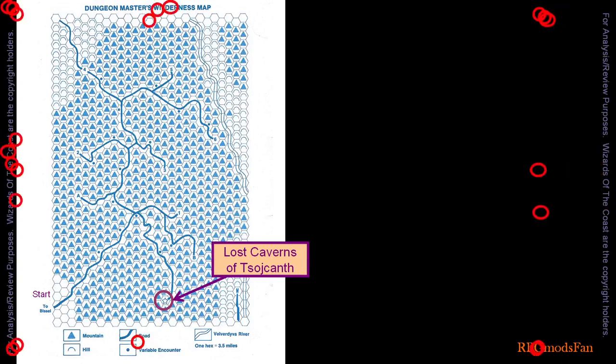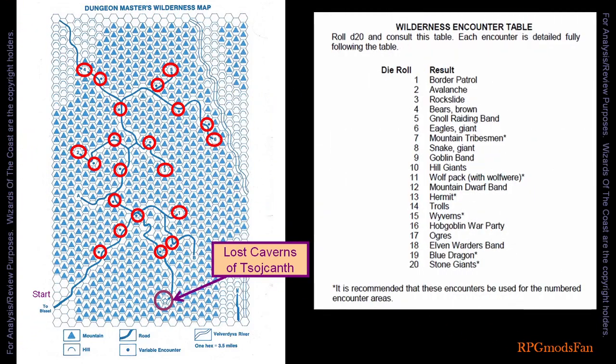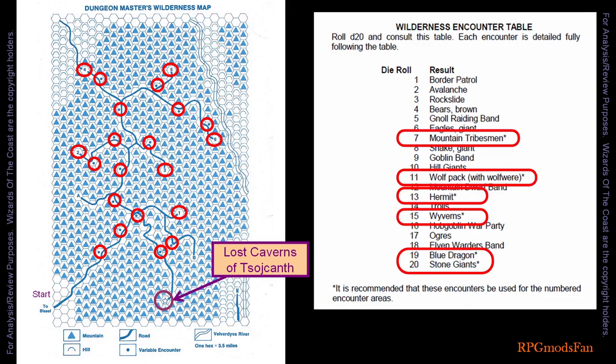Hexes with numbers and dots are where variable encounters occur. They are rolled for randomly, or chosen by the DM, using the Wilderness Encounter table. So, area number 1 does not mean encounter number 1 on the table. Nor does area number 2 mean encounter number 2 on the table, and so forth. However, the module placed asterisks on encounters it recommends using for the numbered areas. I shall now discuss those encounters.